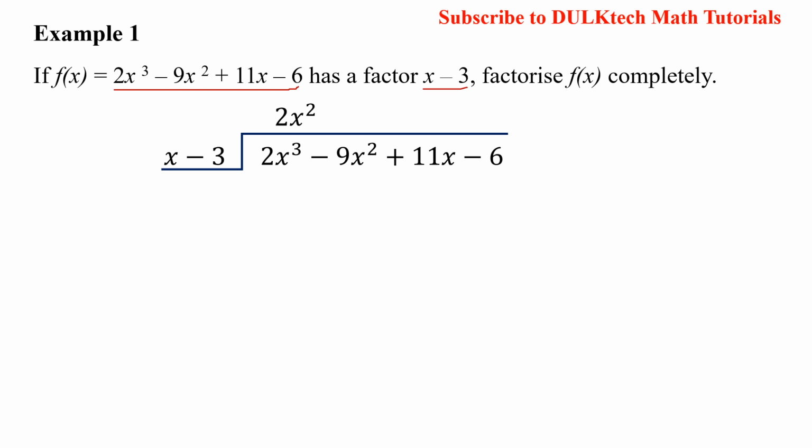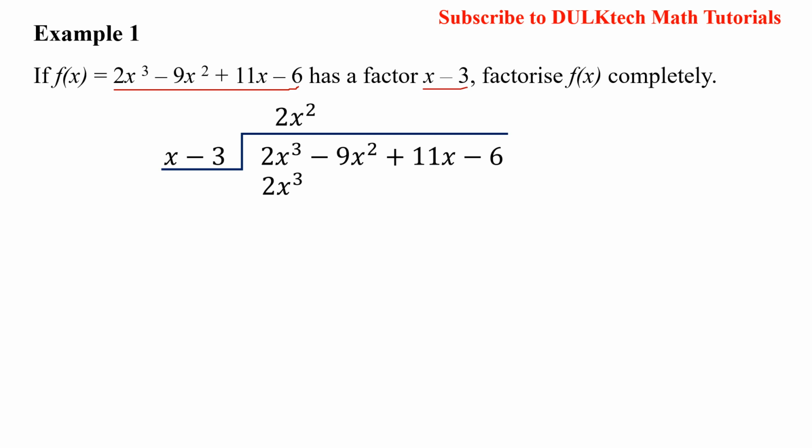Then let's move on to the next step where we are multiplying this 2x squared, the first term of the quotient, by the entire divisor. So we are saying 2x squared by x, we get 2x to the power 3, and we write it under this first term of the dividend, aligning the like terms. So we are writing it under 2x to the power 3, under the other term in x to the 3.